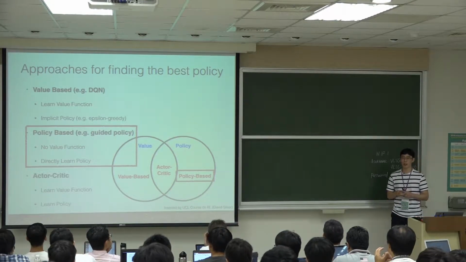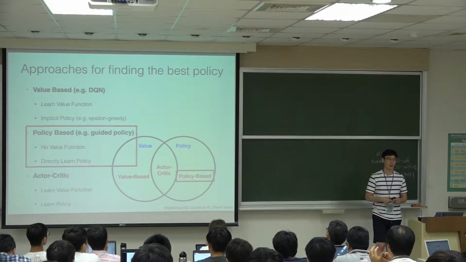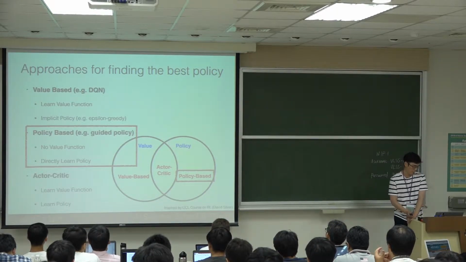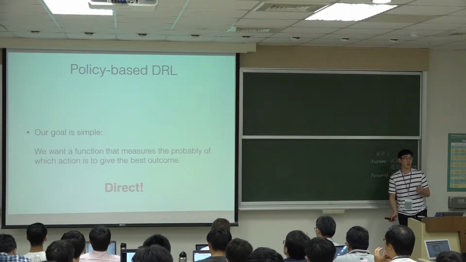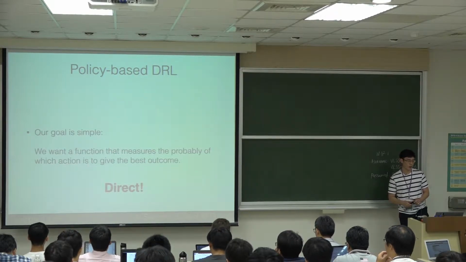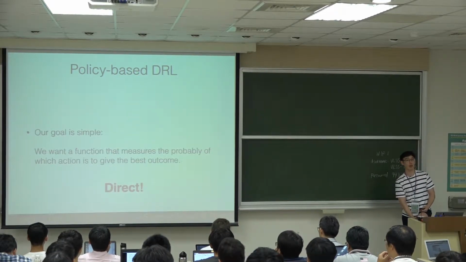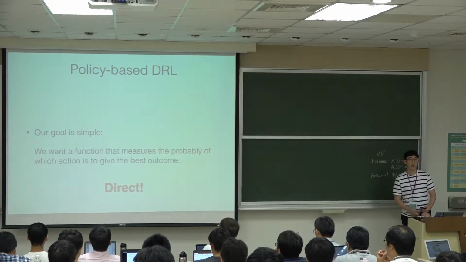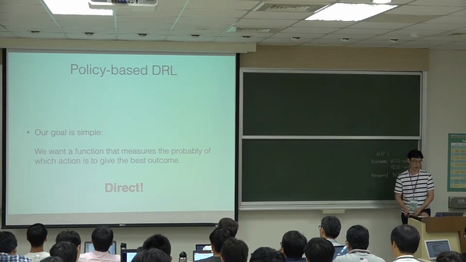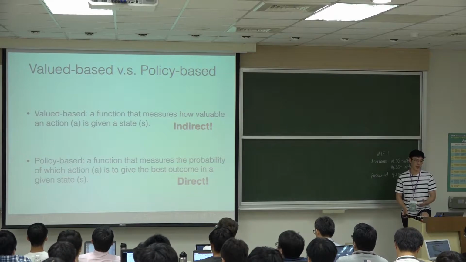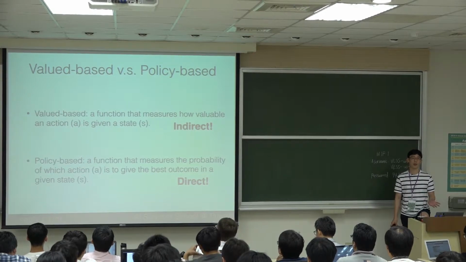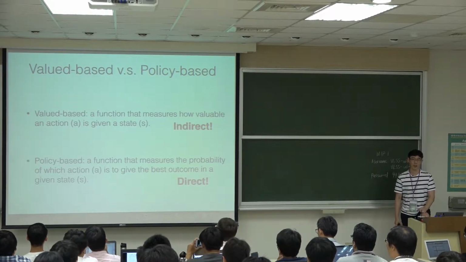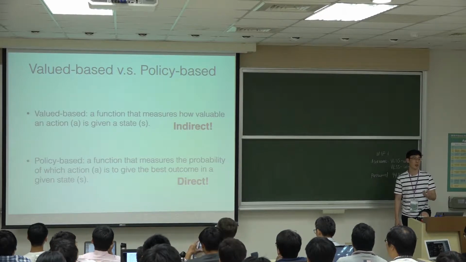In some sense, it's a little bit more like classification. We can think of it that way. Unlike the previous approach, rather than trying to evaluate or estimate the value of a state, given a state, we just try to predict the probability of what action will give the best outcome. So you can compare these two things. Value-based is about evaluating value, whereas in policy-based you don't care about the value. The only thing you care about is which action will give the best outcome, the probability of this action giving the best outcome.